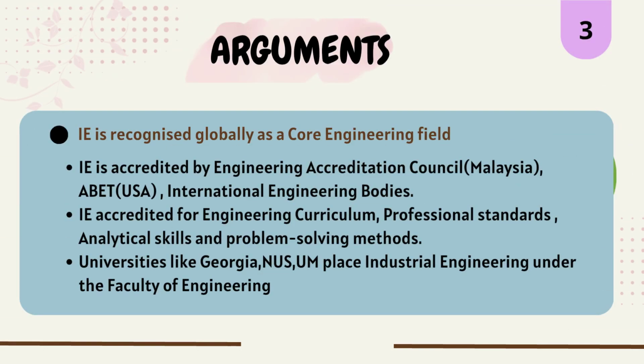Furthermore, the third and last argument is that industrial engineering is recognized globally as a core engineering field. Industrial engineering programs are fully accredited by major engineering bodies such as the Engineering Accreditation Council in Malaysia, ABET in the United States, and other international engineering bodies. Industrial engineers are credited for scientific analysis, problem-solving techniques, and engineering design. This includes optimization and operations management and research. Hence, top universities like Georgia Tech and NUS in Singapore, and also in our country, University Malaya and UTeM place industrial engineering under the Faculty of Engineering. This means all these universities treat industrial engineering at the same level as mechanical, electrical, and civil engineering. This global recognition proves that industrial engineering is a major engineering field.